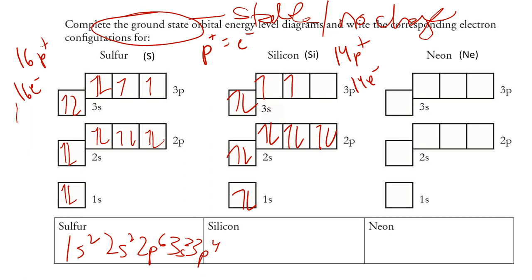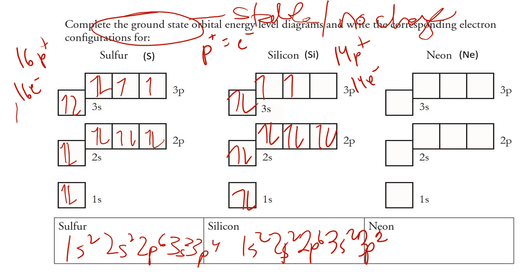So then it's going to be 1s2, 2s2, 2p6, 3s2, 3p2. So notice again, I don't pair up until I have one electron in each, one arrow in each.